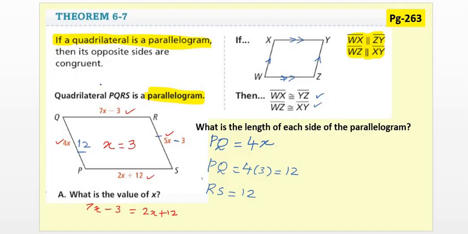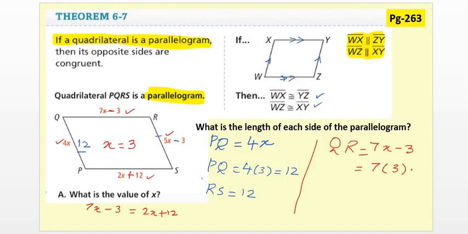Now let's find how long is QR. Let me make it dark for you. Actually this is minus and this one is plus. Okay, so let's find the value of QR now. Let's say QR is equal to 7x minus 3. Let's put the value of x into it.